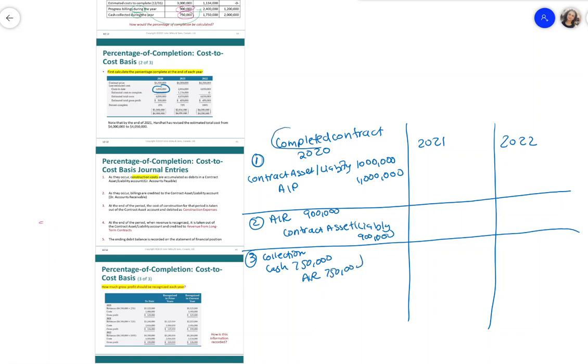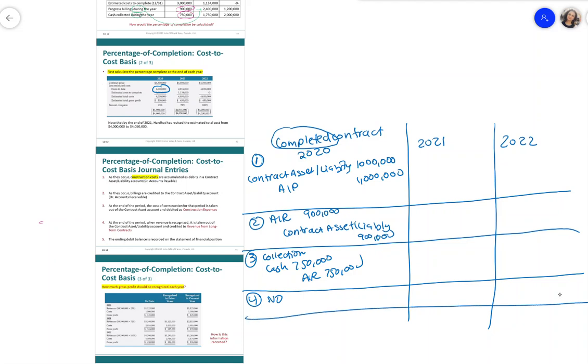If it's a completed contract method, we do not record any construction expense till the project is completed. If we don't record the expense, we are not allowed to record the revenue. So your fourth entry, there will be no entry for the expense. And the fifth one, the revenue, no revenue entry at this point. At this point, no revenue entry and no expense entry.